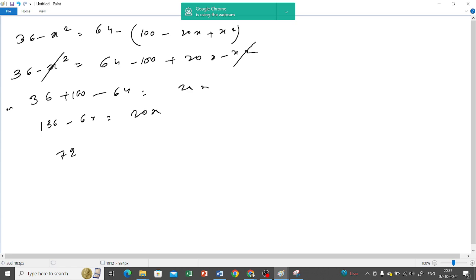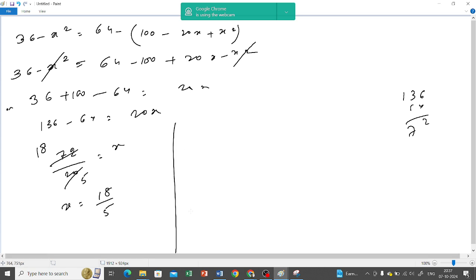Yes, when this equals sign goes to the other side it becomes plus. This is 136 minus 64, that is 72 by 20. Okay, so 4 5s are 20 and 4 18s are 72. So x is 18 by 5, right?